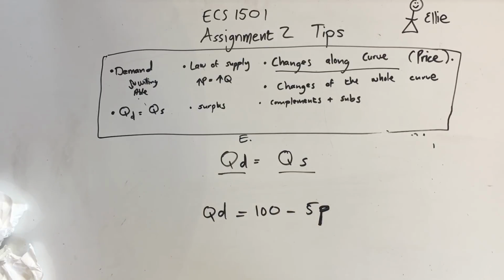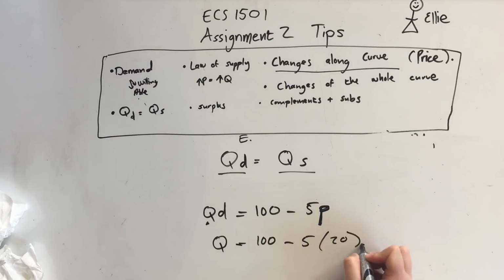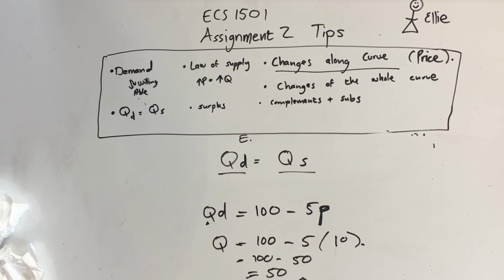If they ask you for the equilibrium quantity, the quantity is equal to 100 minus 5 and whatever that p was that you just worked out. Okay, if the answer was 20, which by the way it's not, no, let's make it 10. If the answer was 10, it would equal 100 minus 50, which would equal a quantity of 50. Okay, so I hope that works for you and that you understand that.